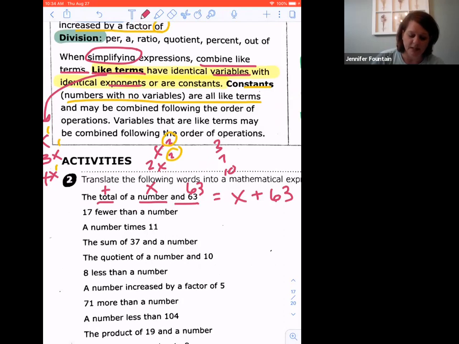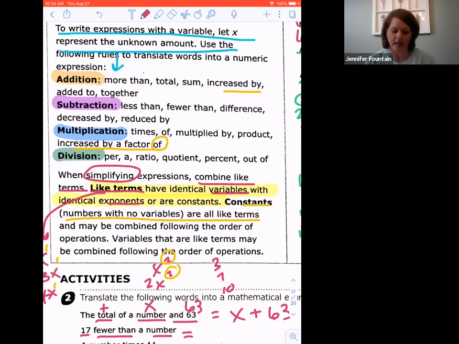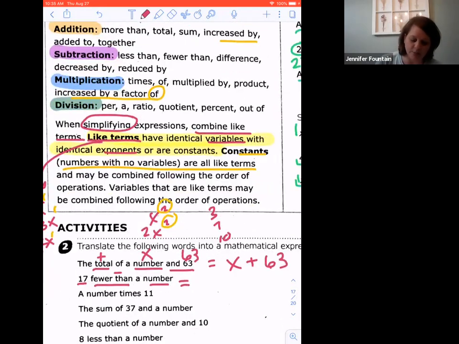Let's look at the next one. 17 fewer than a number. Okay, so let's look back at our terms. Fewer than is going to indicate which operation? Subtraction. Okay, so I know that I'm going to be subtracting, and I've got 17 and my number x. I always want to write number as n, but you can use any variable you want to. It does not matter. You could use x or n.